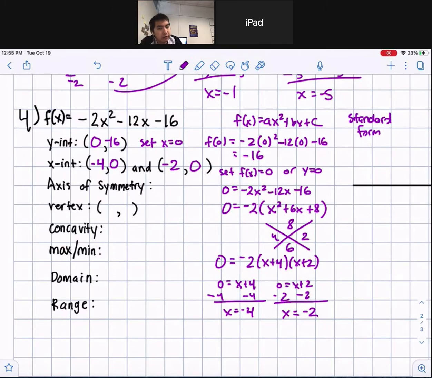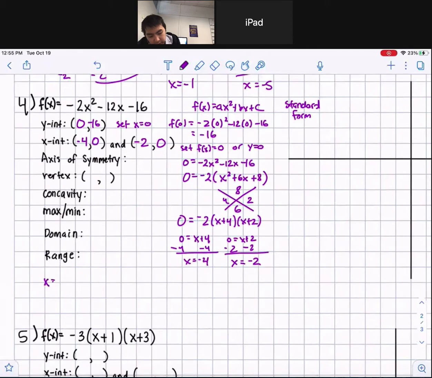Okay, axis of symmetry. Remember, it's just x equals negative b over 2a. Your b value is negative 12, 2 times negative 2. Negative of negative 12 is positive 12. 2 times negative 2 is negative 4. 12 divided by negative 4 is negative 3. So that is your axis of symmetry, x equals negative 3. Remember, x has to equal negative 3. This is a vertical line, which is an equation. So the axis of symmetry is the x-coordinate of the vertex.